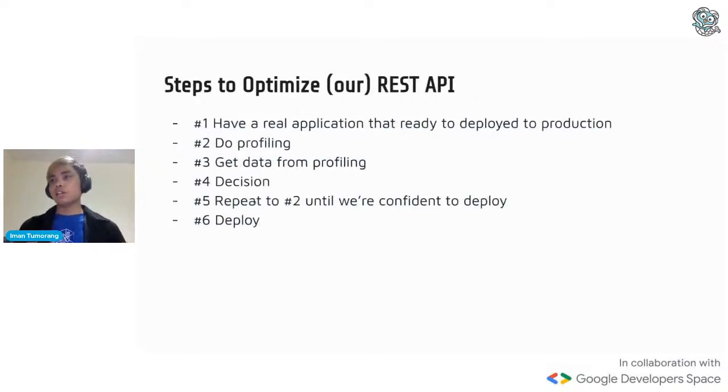These are the steps that I usually do when optimizing my own REST API. First, obviously we need to have one real application that we want to deploy to production. The second step is to do profiling on our application, get the data from the profiling, and decide whether it's safe to deploy to production or we want to improve it a bit more. Next is to repeat the steps until we are really confident. And the final step is to deploy.